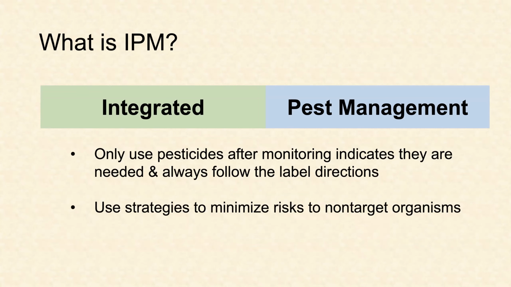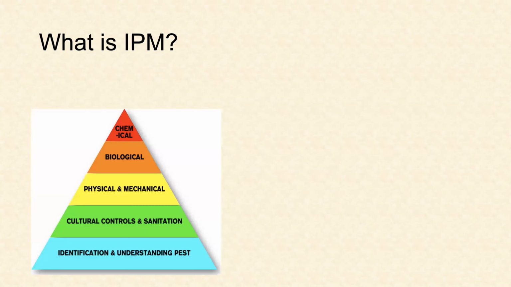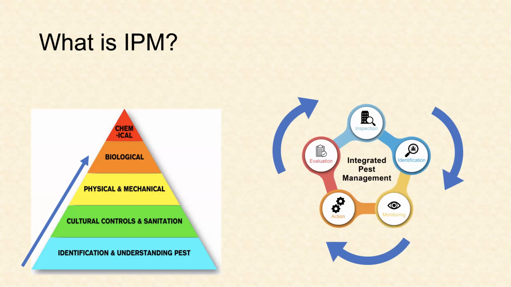Also, within IPM, in this approach, you really only use pesticides after monitoring indicates they're needed. And of course, you always want to follow the label directions. And if you're going to go this route with pesticides, you'd use strategies to minimize risks in non-target organisms as well. And so traditionally, IPM is presented in this hierarchical triangle diagram where you start at the bottom with identification and understanding the pest that you've got, and then moving into different types of control. So maybe cultural, sanitation, physical, mechanical, biological, and then chemical is at the top, really highlighting like, okay, we want to try lots of other things first, combining techniques and really reserving chemistries only if they're really needed.